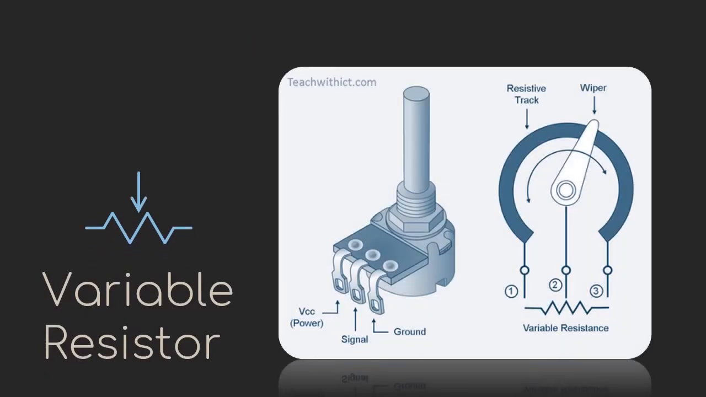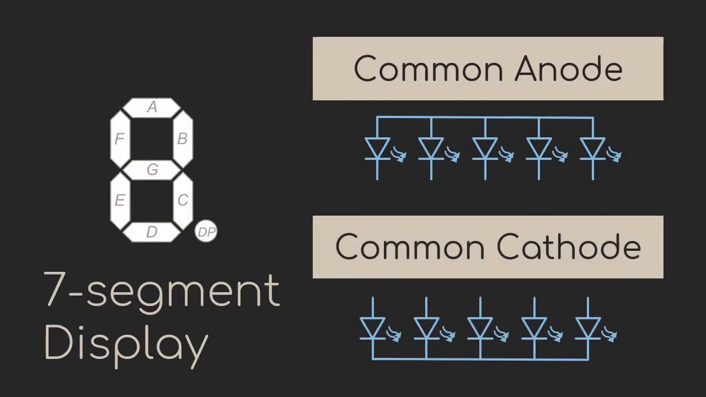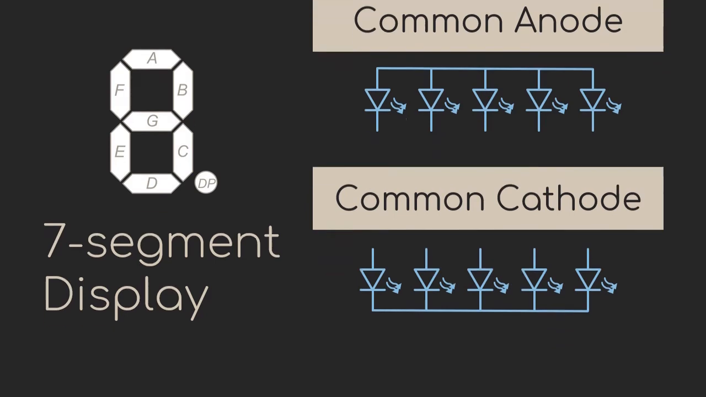This is a variable resistor. We use it to adjust the feedback resistance of the op-amp. This is a 7-segment LED display. With a decoder, we can transform a 4-bit binary number to decimals and display.